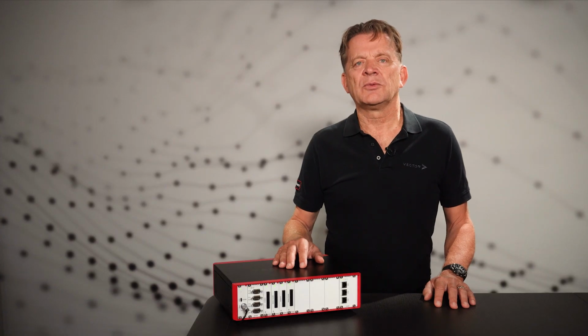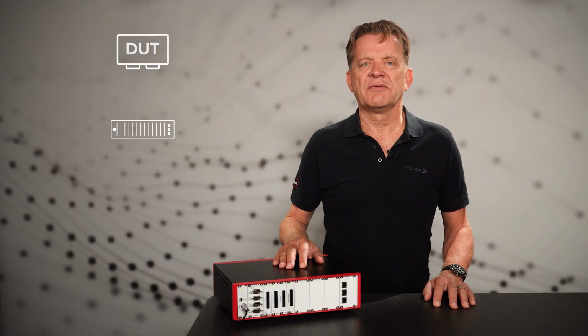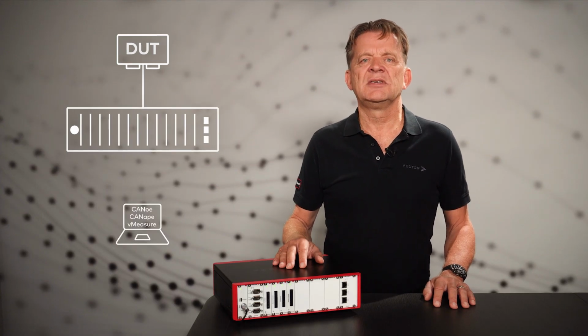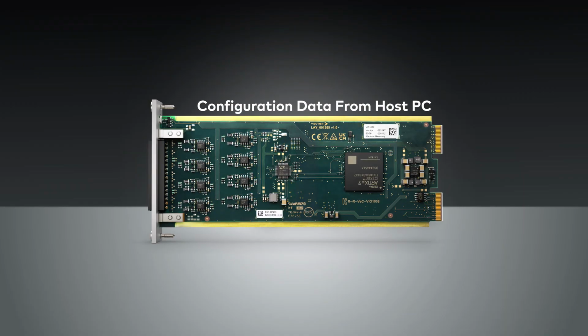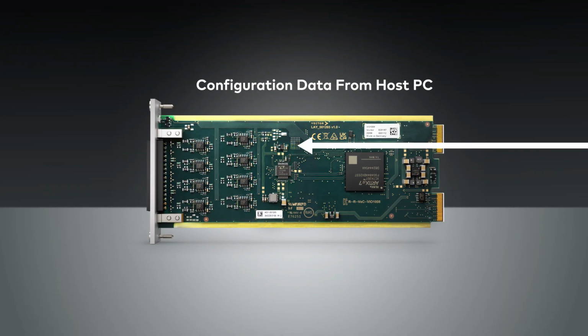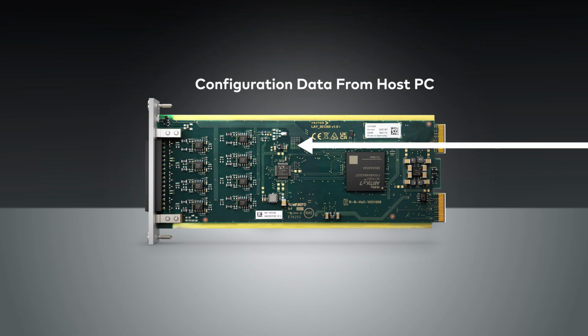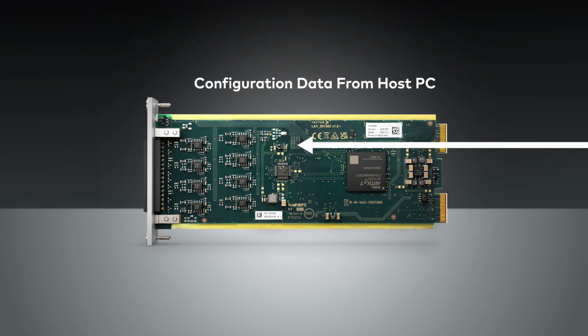To run a measurement, we connect our device under test to the VIO1008. A host PC running CANoe, CANape or vMeasure controls the measurement. Before we start a measurement, we can pre-select a signal averaging time. During the measurement, we can select the voltage range.